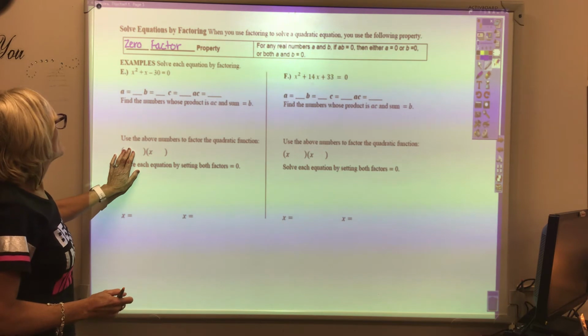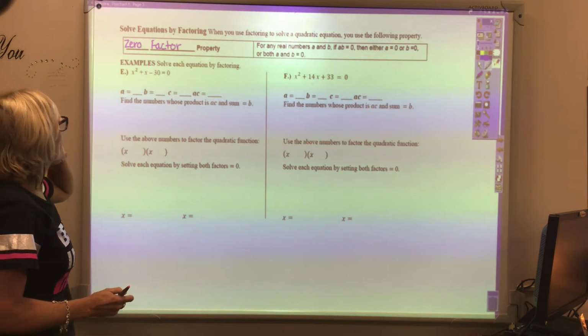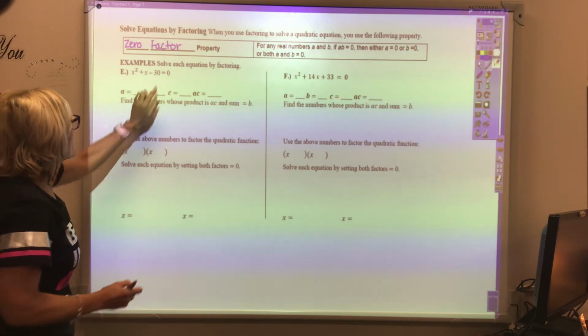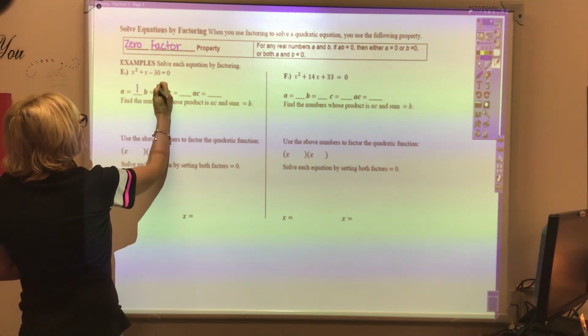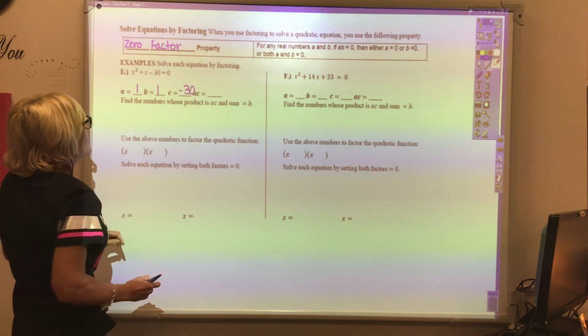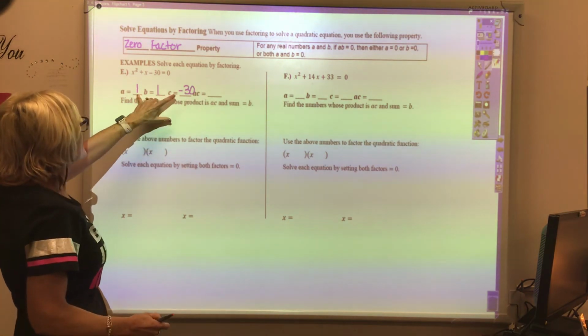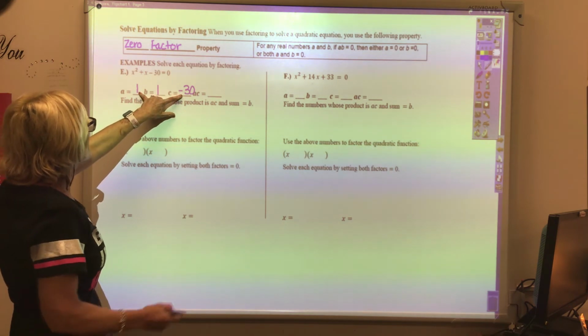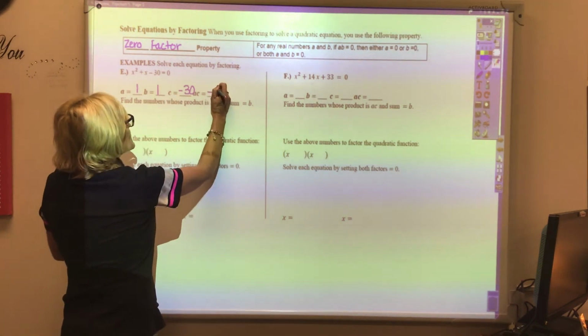Okay, so when you factor, you first of all have to label your A, your B, and your C. So we have 1, 1, negative 30. Then we're going to take the A and the C and multiply them together. So 1 times negative 30 is negative 30.